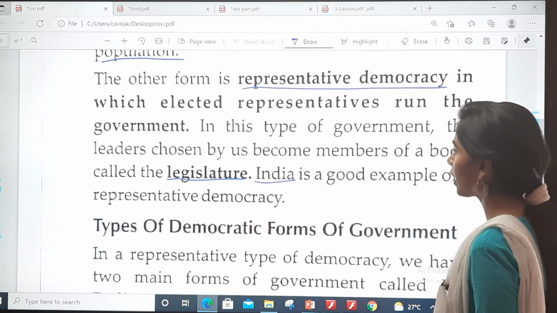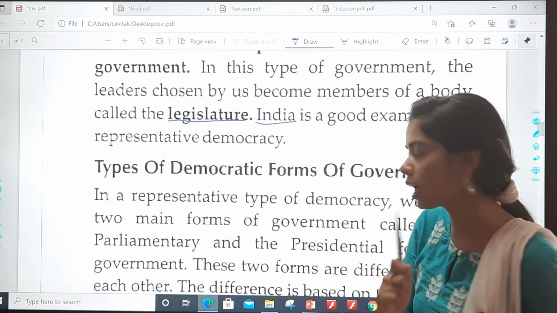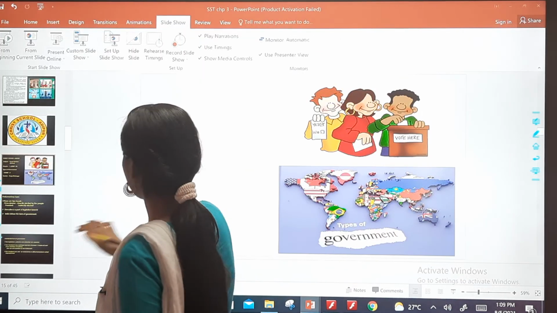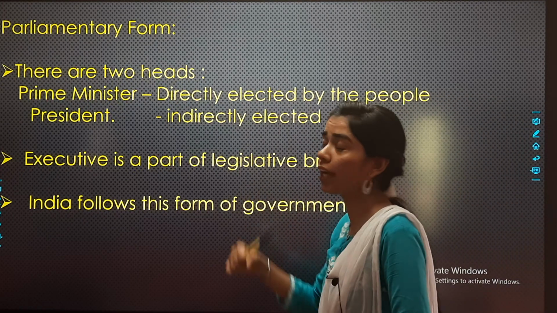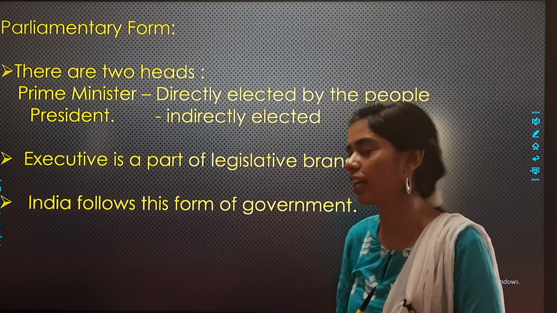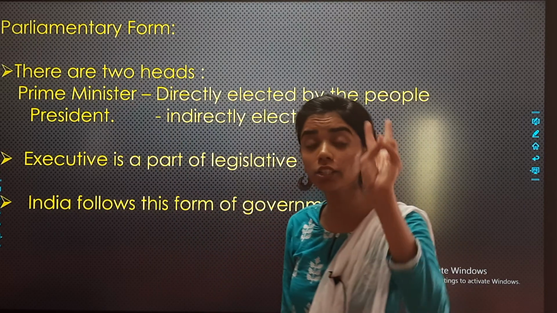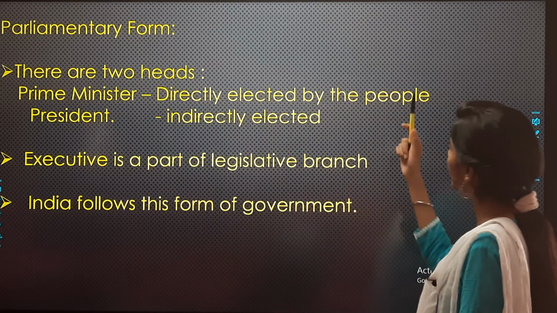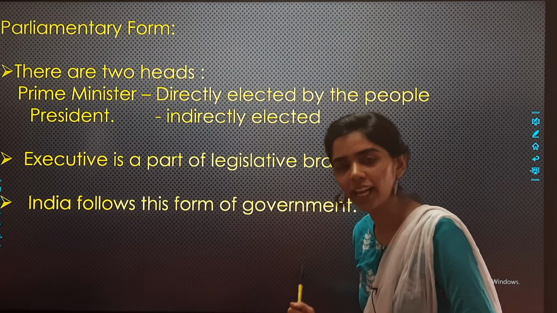Okay? So, the next that we discussed was types of democratic forms of government. This one we will discuss in points. Okay, children? See, this is how I tell you to write. That is, write the main points so that it will be easier for you to study. So, the first one was parliamentary form. In that, there are two heads. How many heads? Two heads. Prime Minister, directly elected by the people, and the President is indirectly elected.